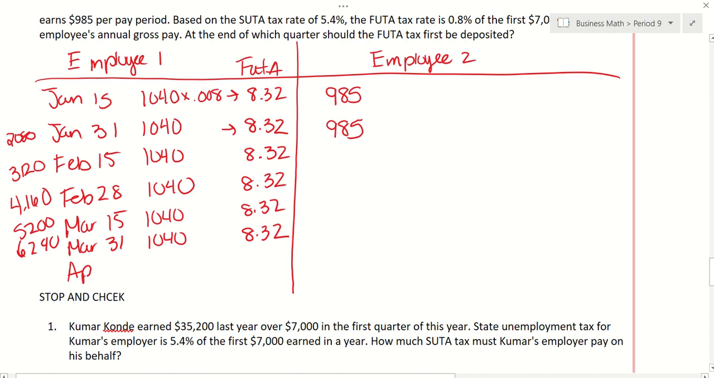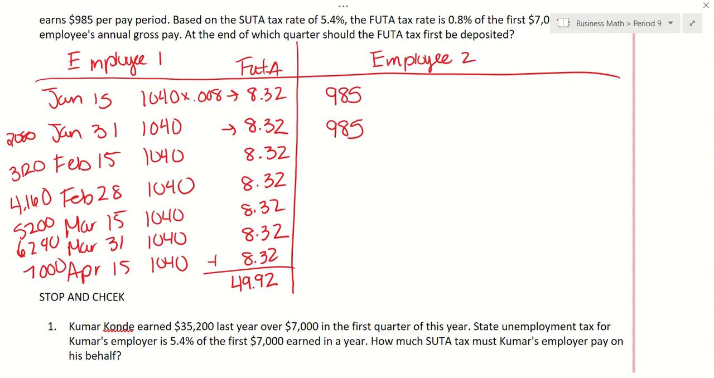April 15th, another 1,040, another $8.32. We hit the mark because we're at 7,000. So we add up all of these FUTAs to say they have paid $49.92. And in what quarter is this is the question. Let's finish employee 2 and then we can answer that.